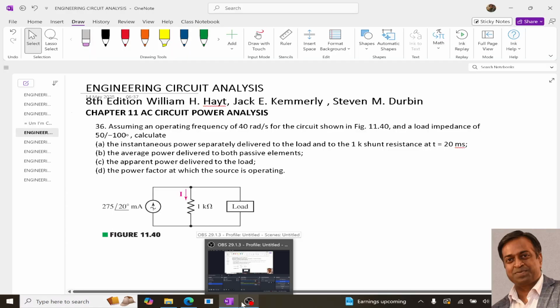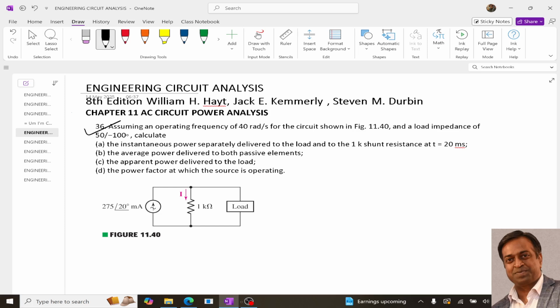Hello guys, in this video I am going to explain the solution of question number 26 from chapter 11 of the book Engineering Circuit Analysis by Hayt, Kemmerly and Durbin. The question says that for this given circuit we need to assume that the operating frequency is 40 radian per second and the load impedance is 50 angle minus 100 degree.